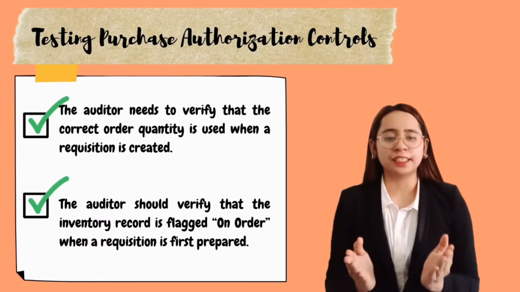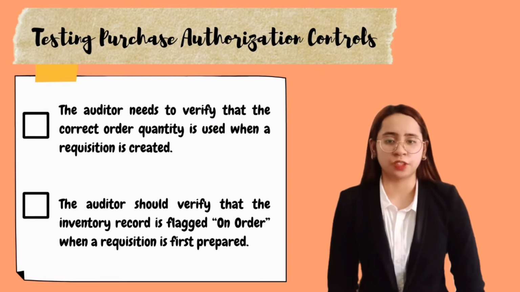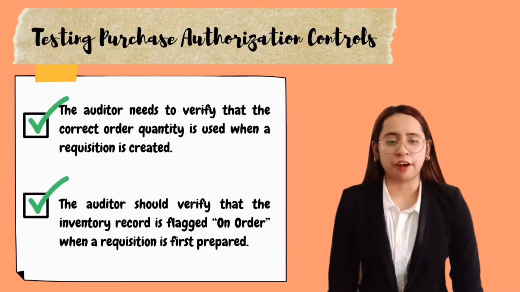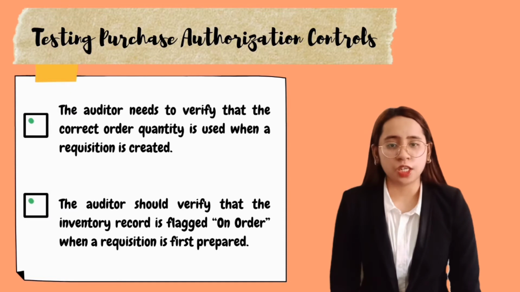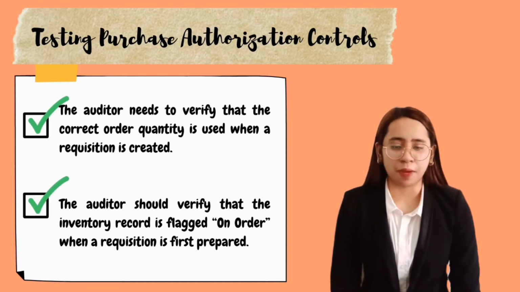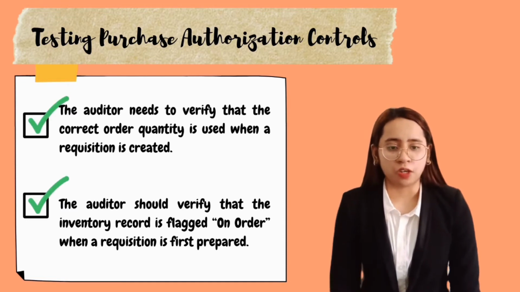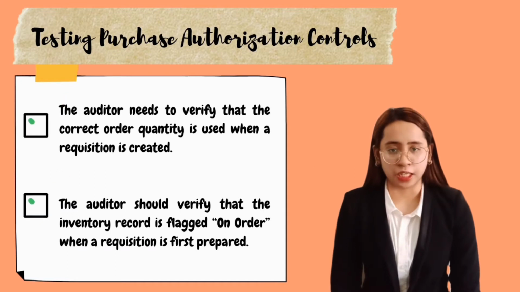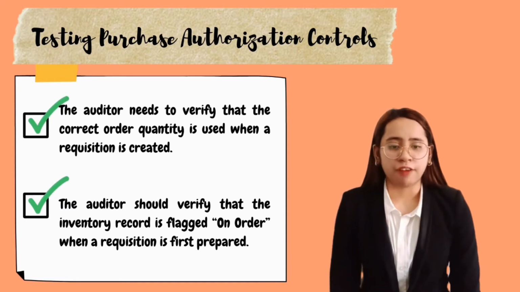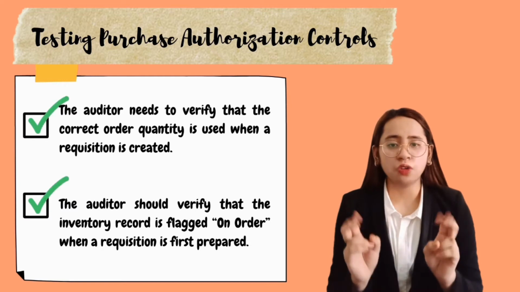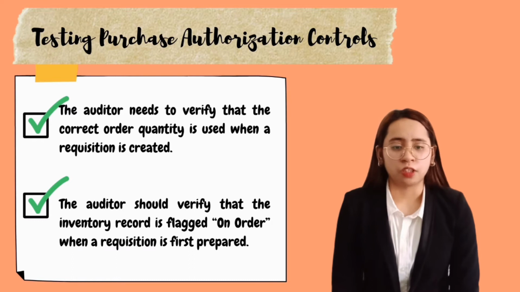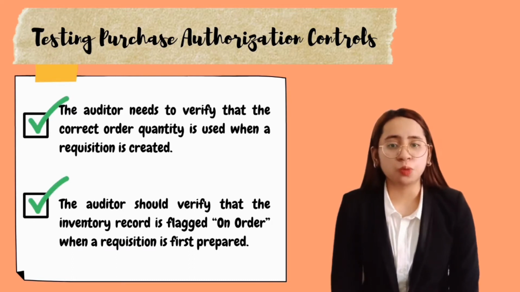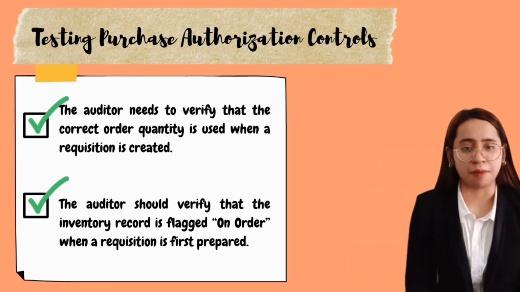So, how should we test the purchase authorization controls? First, the auditor needs to verify that the correct order quantity is used when a requisition is created. Errors in programming logic or data entry may result in unanticipated stockouts, excessive ordering cost, or overinvestment in inventory. Second, the auditor should verify that the inventory record is flagged on order when a requisition is first prepared. Failure to do so will result in overinvestment in inventory due to multiple orders being placed for the same item.